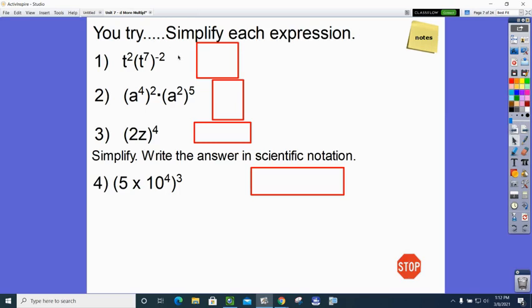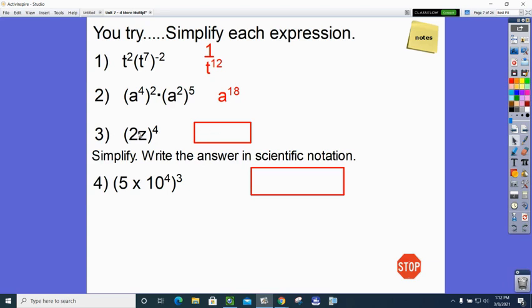Okay, so on this one, you would have started by getting t to the 2nd times t to the negative 14th. And then you would add the common bases. So t to the 2nd and t to the negative 14th would give you t to the negative 12th. And then you'd reciprocate it, and it would become 1 over t to the 12th. The next one, you would multiply and get a to the 8th times a to the 10th. In common bases, you'd write the base and add the exponents, and you get a to the 18th.